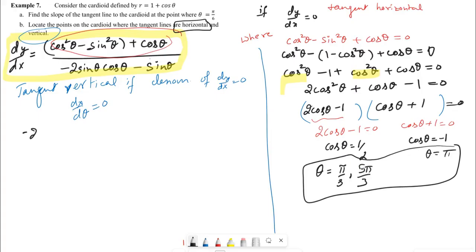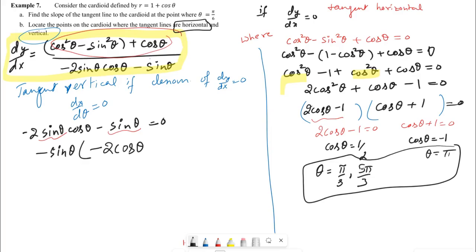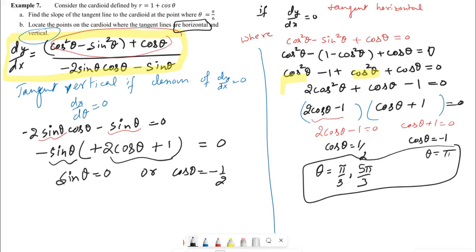What is that? Negative 2 sine theta cosine theta minus sine theta is equal to 0. I think I can factor negative sine theta easily because that's in both the terms. What are we left with? Negative 2 cosine theta plus 1 equal to 0. So either sine theta is equal to 0 or cosine theta equal to negative half from the second factor.